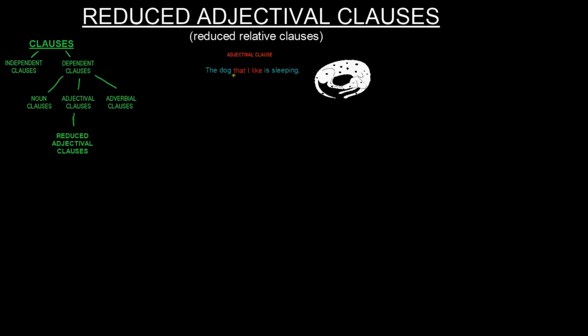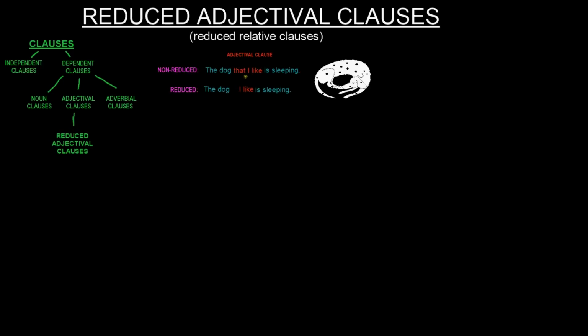So this clause right here, that I like, it's acting like an adjective because it is modifying or providing more information about the noun, the dog. But how do you reduce this? Well, let's look at an example of how this is done. In this example, we have the dog that I like is sleeping, and then we have the reduced version, which is the dog I like is sleeping.